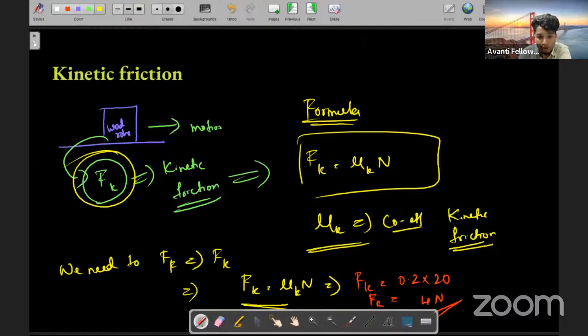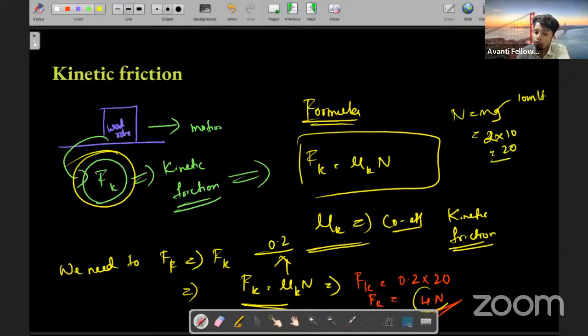Now, I got the formula and I put the values. It is given in the question: mu k is 0.2. I put 0.2 into 20 because N is equal to m into g. So m is 2 kg and g, I take it as 10 meter per second square, that is 20. So I applied it, I got 4 Newton.